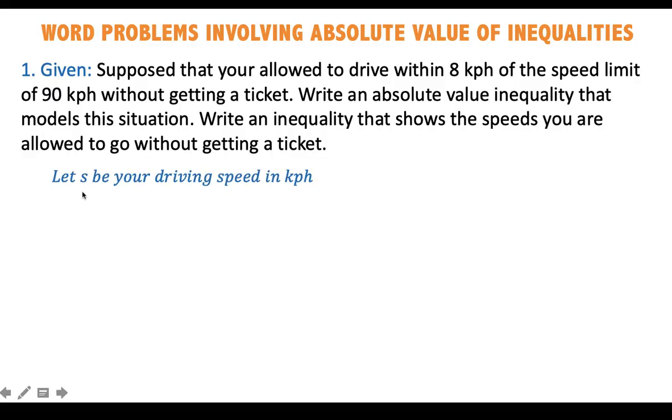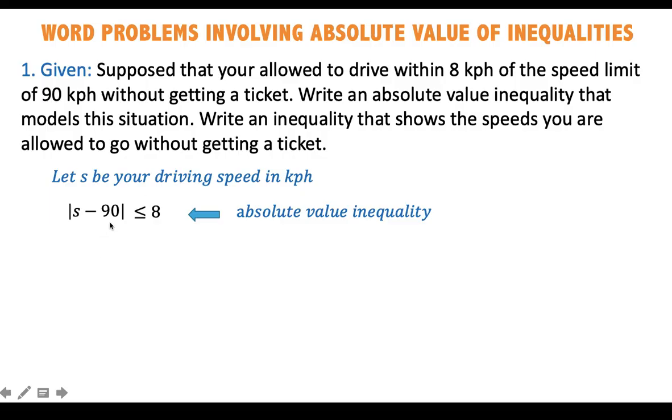So, let S be our driving speed in kilometers. It is written in this expression, S minus 90, because 90 is the speed limit of that certain road. It is an absolute value because the speed can be more than 90, and the car can also run lower than 90 kilometers per hour. But there should be a limit, and that is 8 kilometers per hour. So it should be less than or equal to 8. And this is our absolute value inequality form.